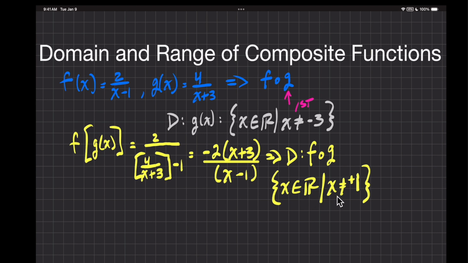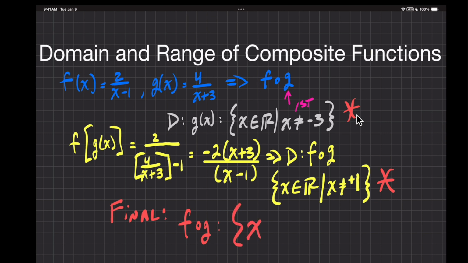So the final domain that we're going to use to determine the range of the composite function is a combination of this domain of the inside function and this domain of the composite function. So our final domain for f of g of x is going to be the set of all real numbers x such that x cannot equal -3 and it cannot equal +1. Okay, we're going to now utilize this final domain to determine the range of this composite function.